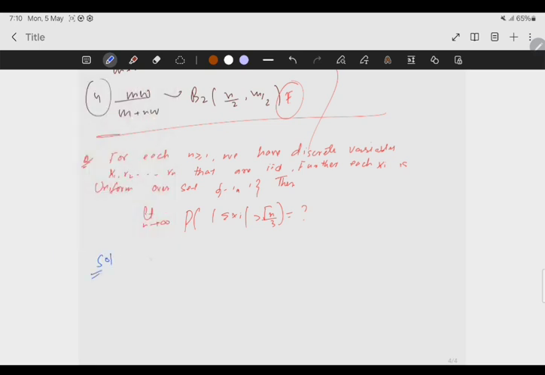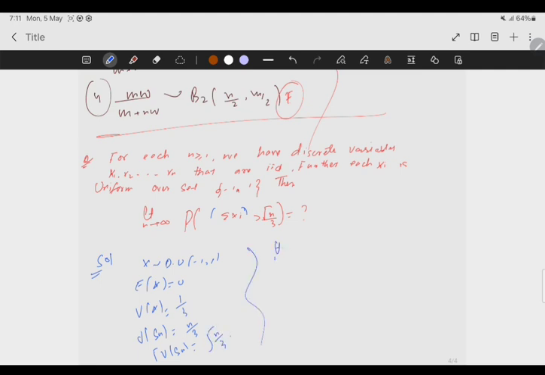Say x follows discrete uniform -1 comma 1. So expectation of x will be 0. What's variance of x? That's (n+1) squared minus 1 divided by 12, that's 4 divided by 12, that's 1 divided by 3. What's variance of Sn? That will be n by 3. The standard deviation of Sn will be equal to under root of n divided by 3.